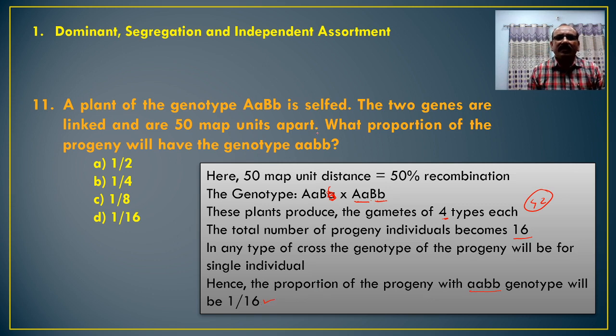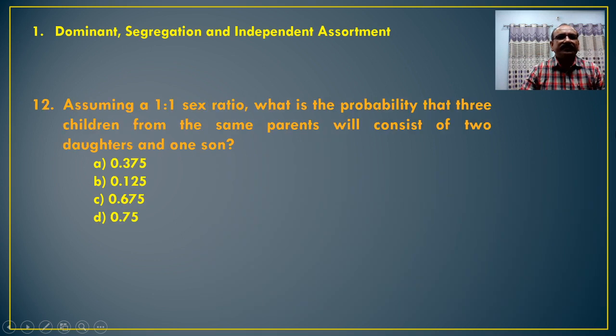Hence here, instead of the map distance or the 50% recombination, we have the option of getting only one individual in the progeny after selfing capital A small a, capital B small b. So we get the answer 1 by 16, because that will be the single organism having the recessive genotype.